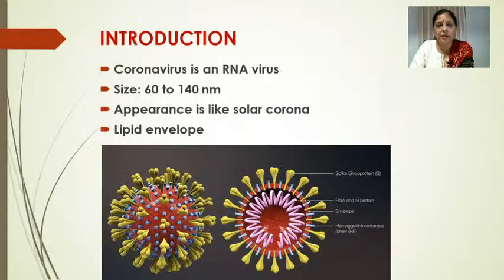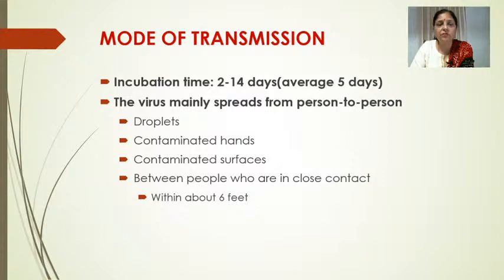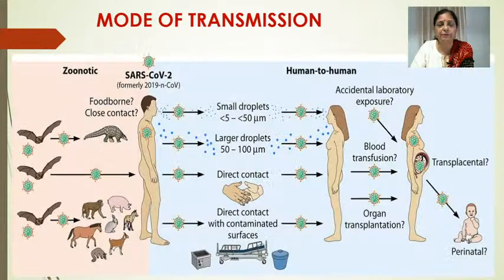Coronavirus, as you all know, is an RNA virus, and it has a size of about 60 to 140 nanometers. Its appearance is like a solar corona, and it has a lipid envelope. I'm just going into the basics because these are important for infection control practices. The average incubation time is 2 to 14 days, and the virus spreads from person to person. The mode of transmission is droplets, contaminated hands, contaminated surfaces, and between people who are in close contact, that is within 6 feet. So this is a pictorial diagram of the mode of transmission.